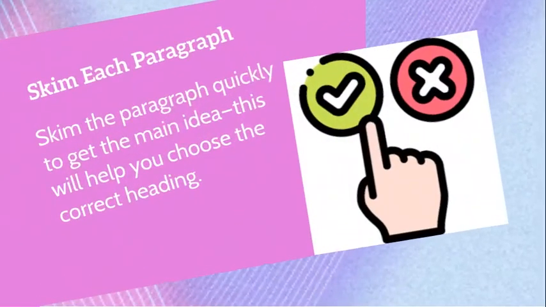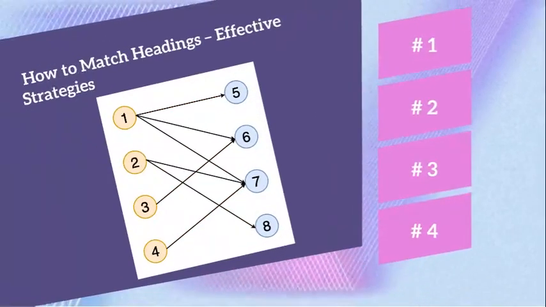The next strategy is to skim each paragraph. After you read the title, skim the paragraph quickly to get the main idea. In skimming lesson, I already told you how to skim. So there are different ways, and reading the first and the last line is one of the ways. So you read it to get the main idea, then you will be able to match it. It will help you choose the correct heading.